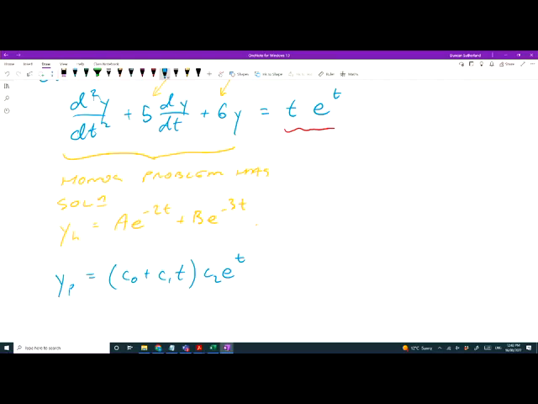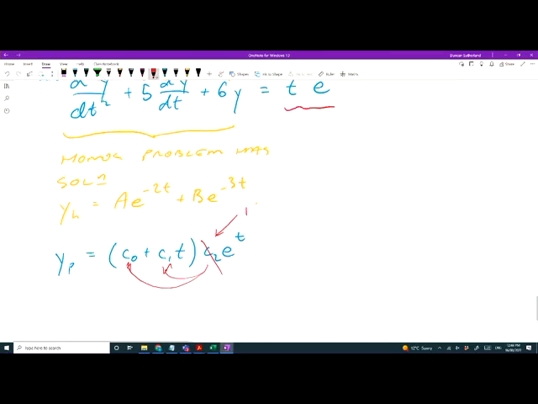Without loss of generality, obviously we can just decide that this C2 is 1. The information is carried by C0 and C1 anyway, right? These coefficients are to be determined, so we don't actually need this one. Does that make sense? Yep.